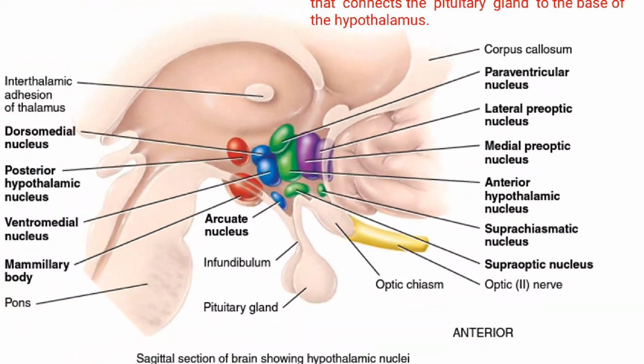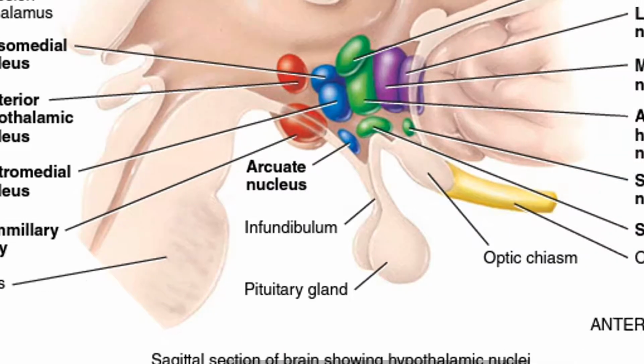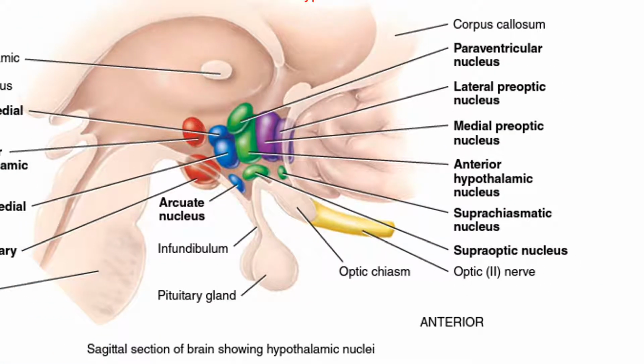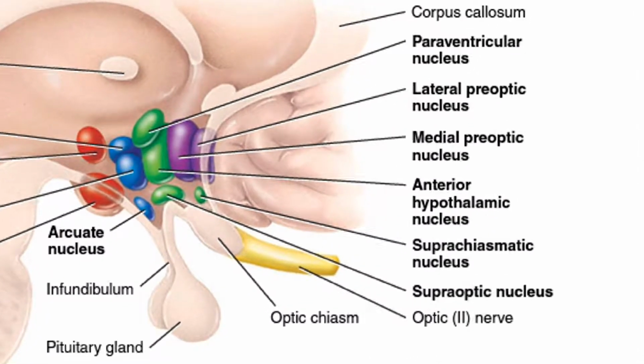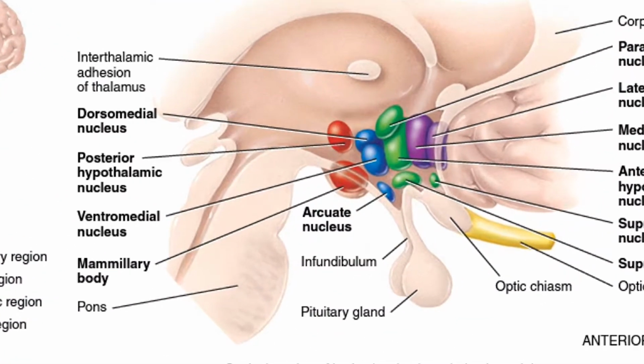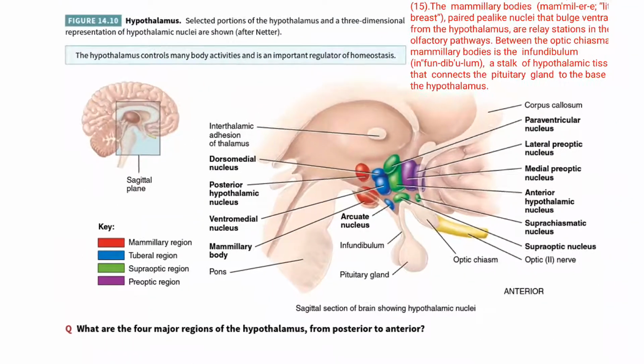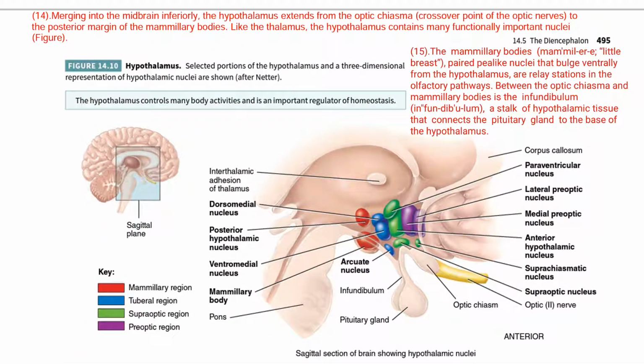This is the color key for the various regions of the hypothalamus, and in these regions the nuclei are present. On the right-hand side, as you can see, the names of the nuclei are written. For example, first is the paraventricular nucleus, then the lateral preoptic nucleus, medial preoptic nucleus, anterior hypothalamic nucleus, suprachiasmatic nucleus, supraoptic nucleus. Then on the left-hand side: dorsomedial nucleus, posterior hypothalamic nucleus, ventromedial nucleus, mammillary body. So all the nuclei of the hypothalamus are shown over here.